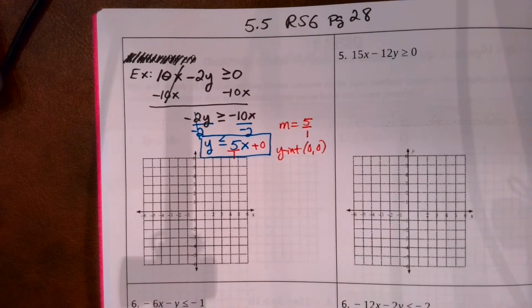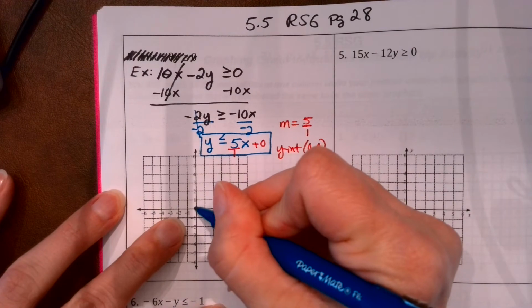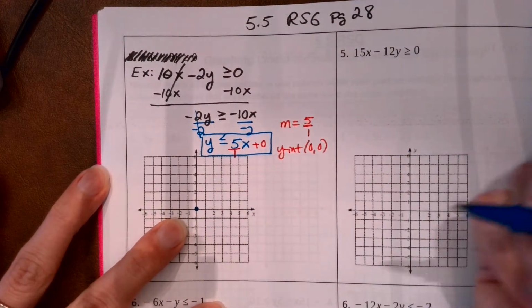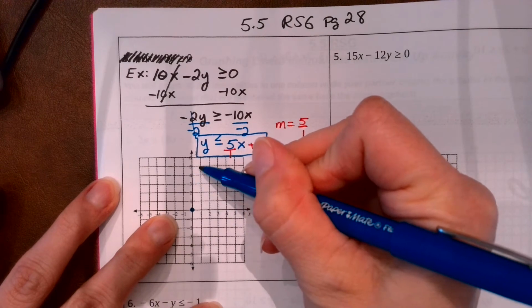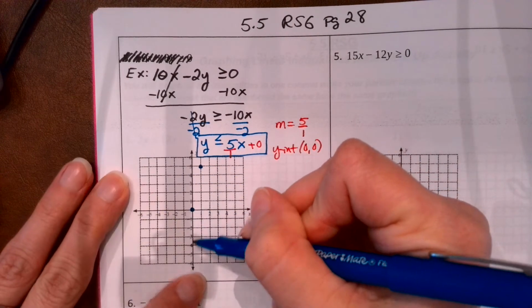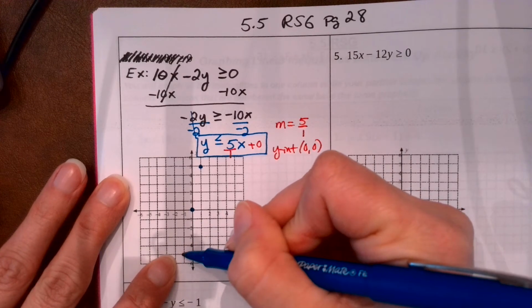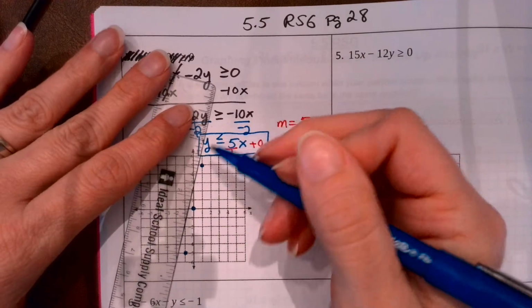Okay, now we're going to go ahead and graph this equation. We're going to start on 0, 0. And let's use the slope to make more points. We're going to go up 5 over 1. I'm also going to go the other way. I'm going to go down 5, which means I would need to go left 1. And I'm going to go ahead and graph that line.